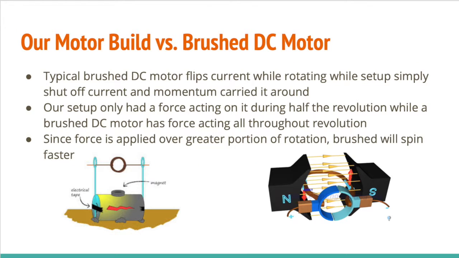The difference between our motor and a brushed DC motor is that in a typical brushed DC motor, the current flips while it's rotating, while ours just simply shuts off current. Also, our setup only had a force acting on it during 180 degrees of the revolution, while a brushed DC motor always has a force acting on it throughout the revolution. And the brushed motor will spin faster.